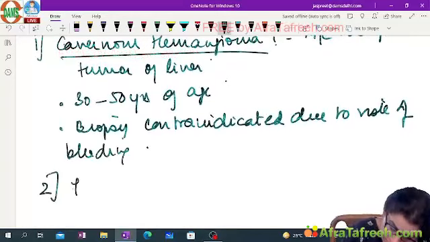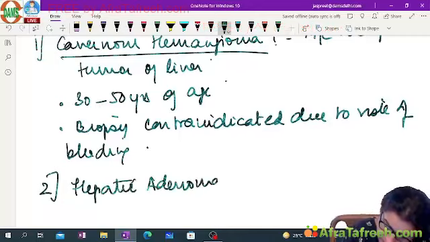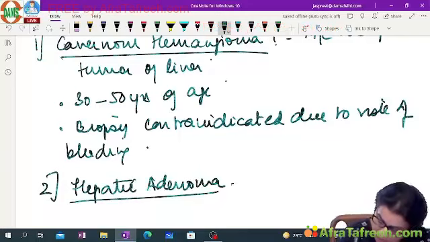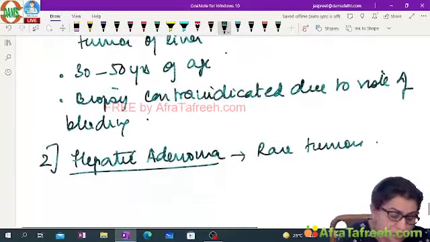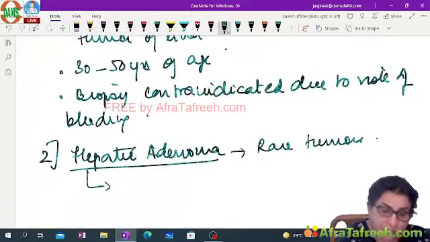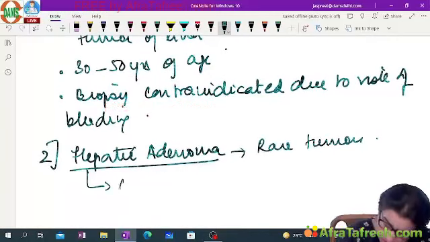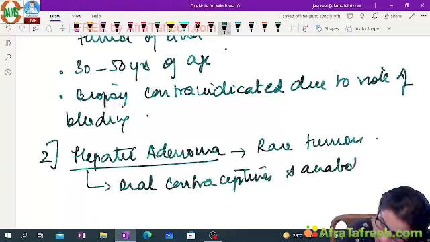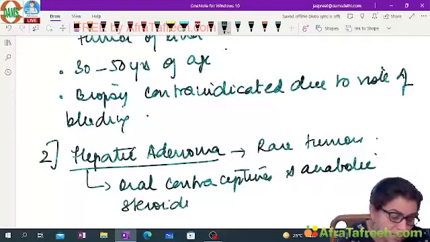Okay, second is the important hepatic adenoma. Adenoma is a benign tumor of hepatocytes. It is not very common, it is a rare tumor. Very important, your questions are based on this: adenomas develop in females taking oral contraceptives, and are also associated with anabolic steroids. So it is associated with use of oral contraceptives and anabolic steroids.